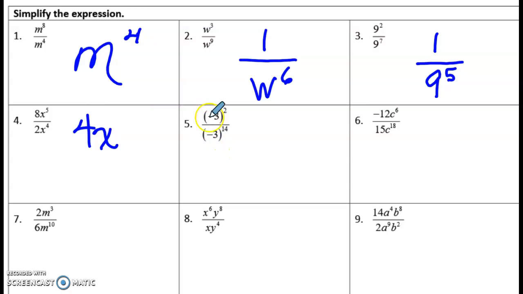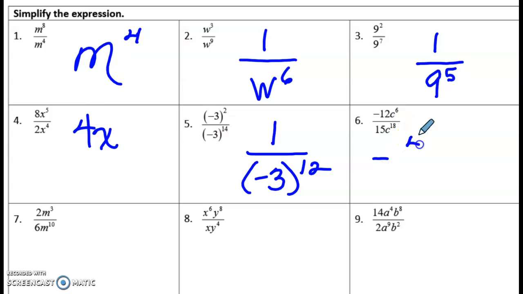These, again, are bases because exponents are attached, so there are more -3's down at the bottom, and there are actually 12 more. And then, again, you have to put something in the numerator if you have something in the denominator. Here we do have coefficients, -12 over 15. That will be negative. I just usually write the negative out front. They're both divisible by 3.